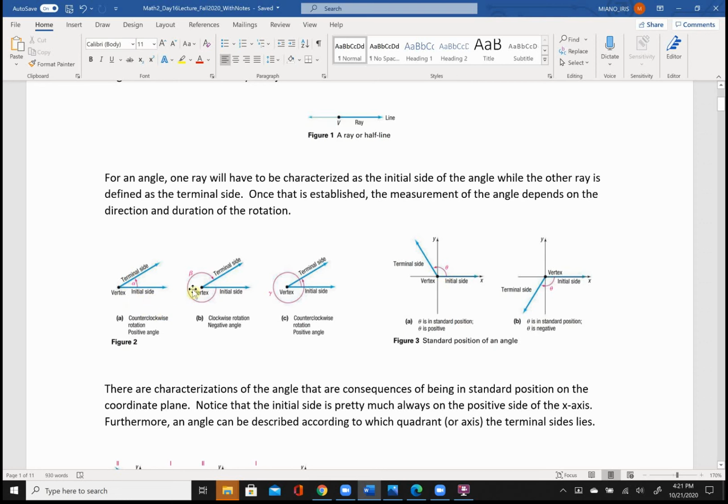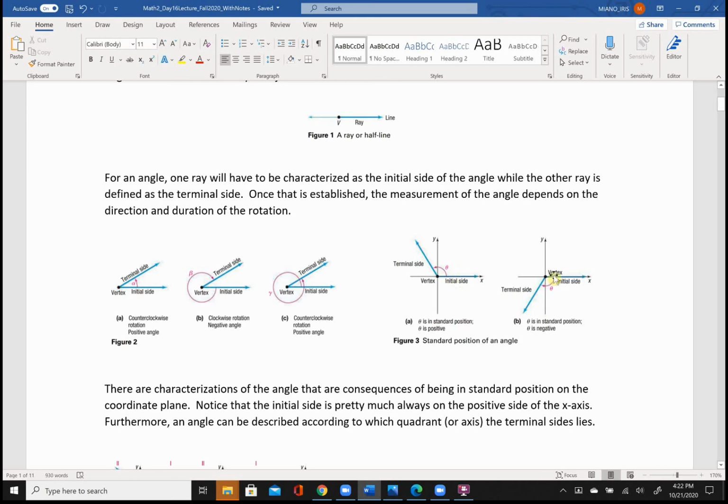The initial side is pretty much always this horizontal ray, and you'll see this again in coordinate planes like you see here in figure 3. The standard position of your initial side is going to have the vertex positioned at the origin, and then a positive angle is going to be a counterclockwise swing from the initial side, which is a horizontal ray matched up with the positive part of the x-axis. The terminal side could be anywhere in the coordinate plane, and the swing of the angle that gets you from the initial side to the terminal side is the angle measure theta.